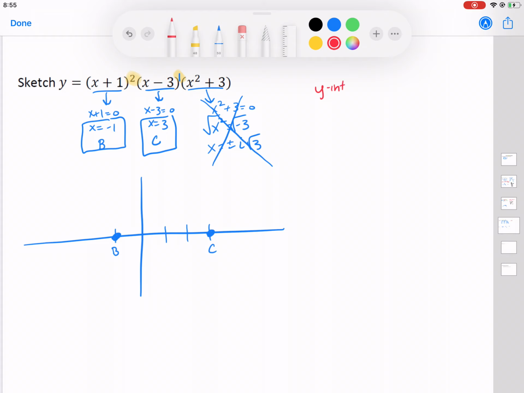Okay, I'm going to find my y-intercept by putting in 0 for all the x's. So that's 1 squared times negative 3 times 3. So that's just negative 9. So I've plugged that all in, and on the negative y-axis I put my negative 9. Okay, now that I've whipped through those really quick, let's go to our end behavior.